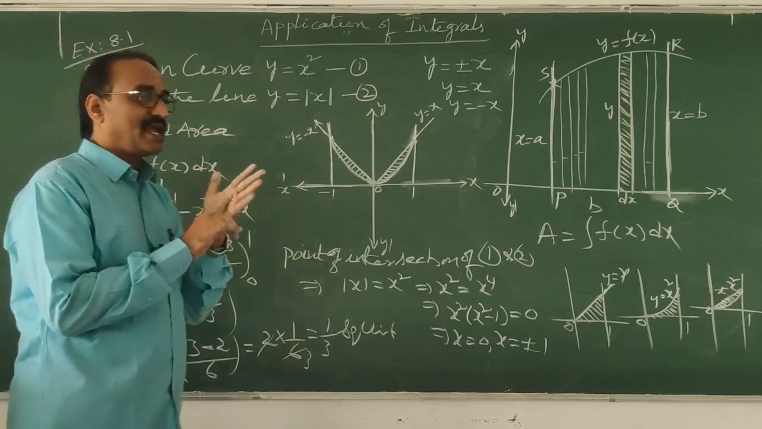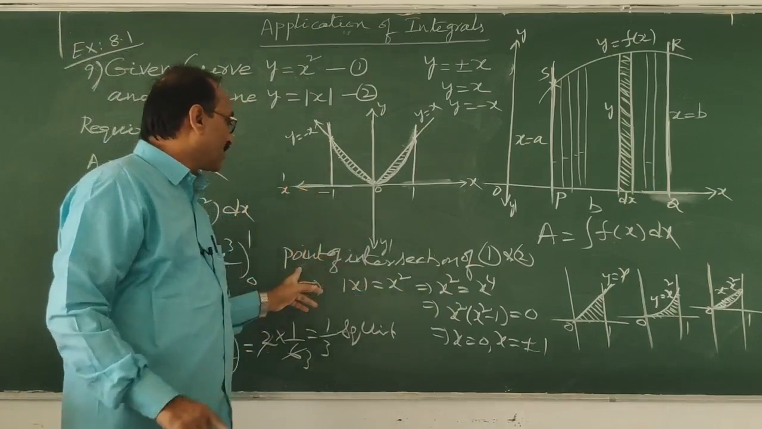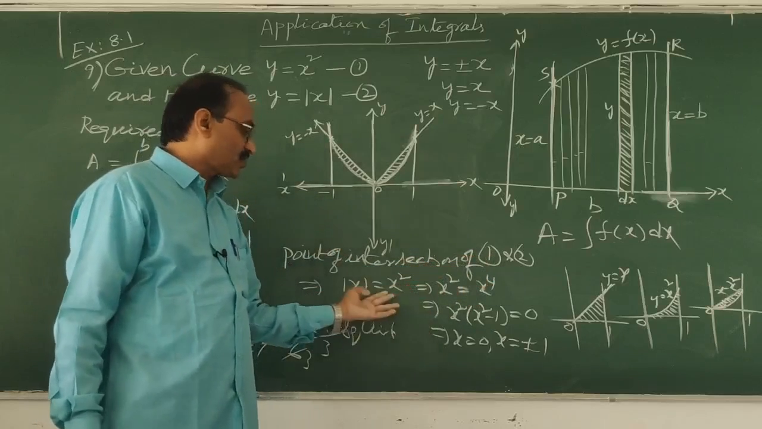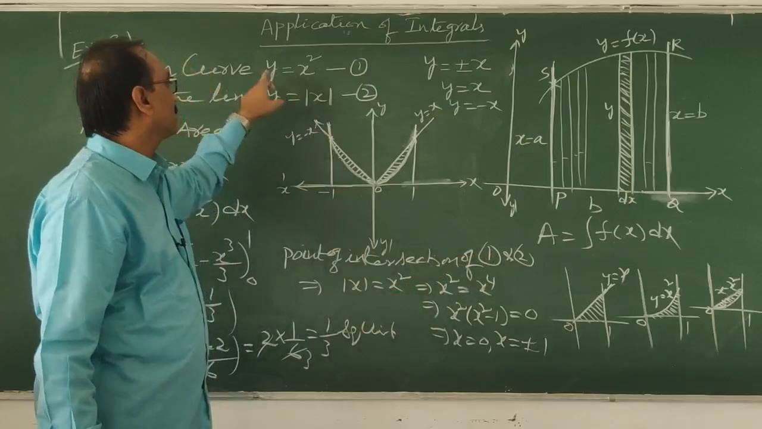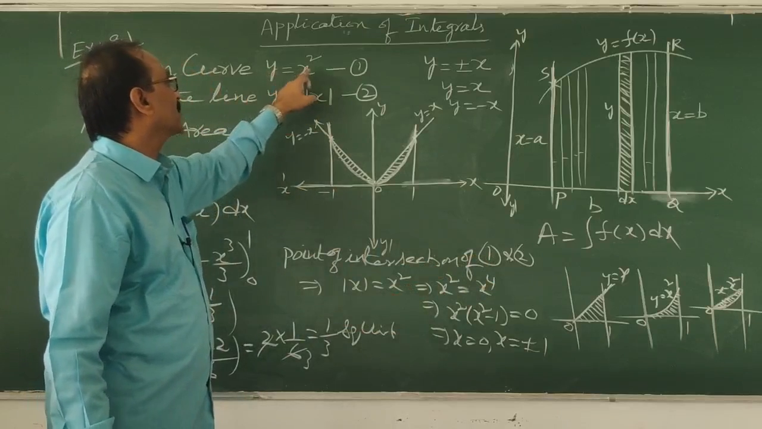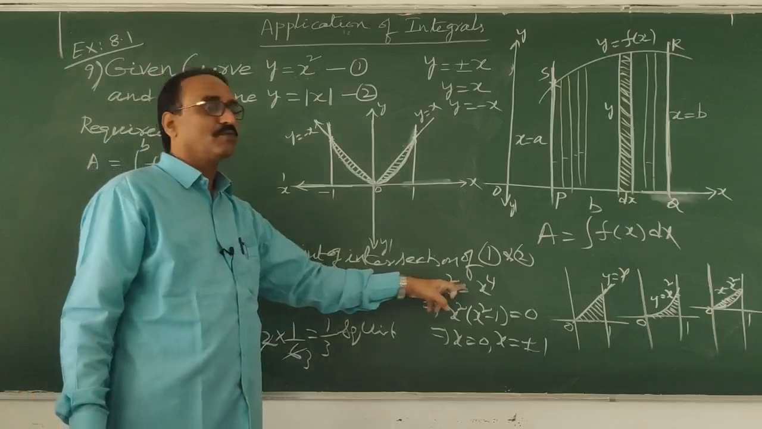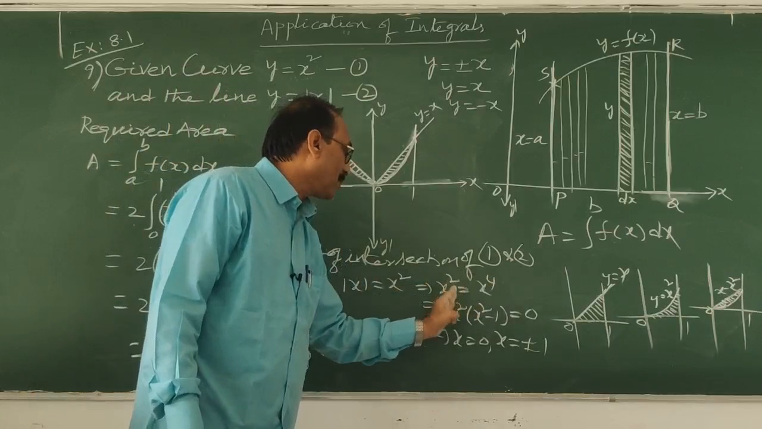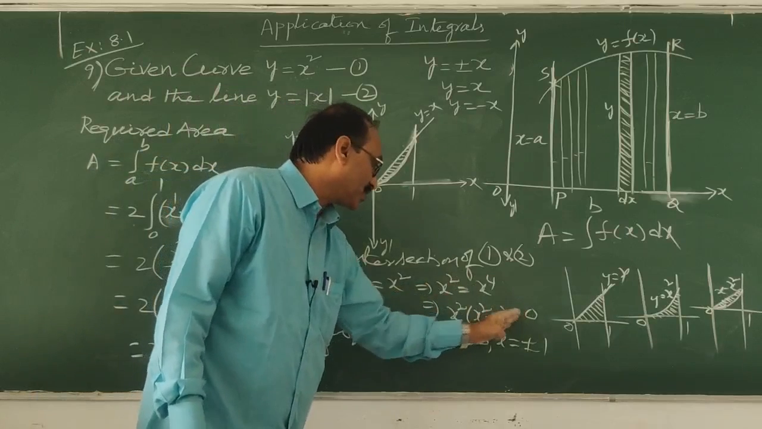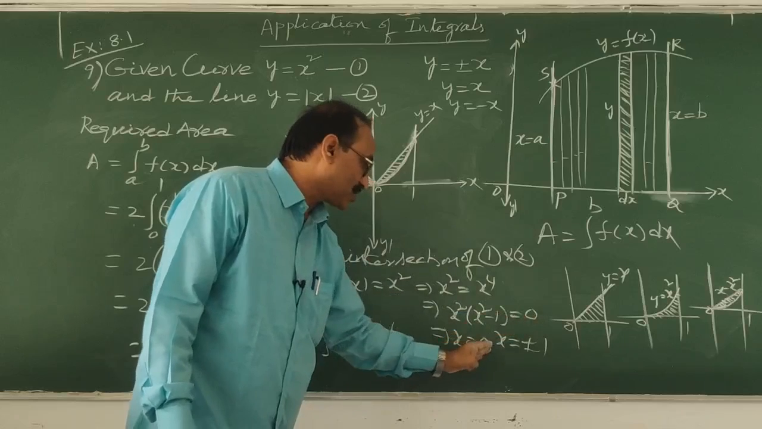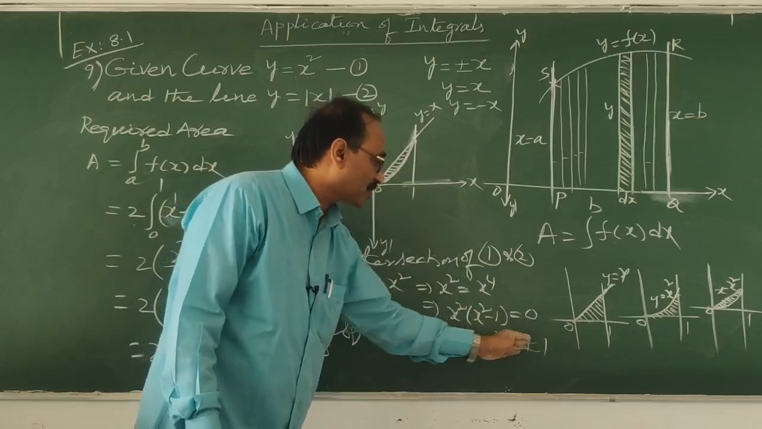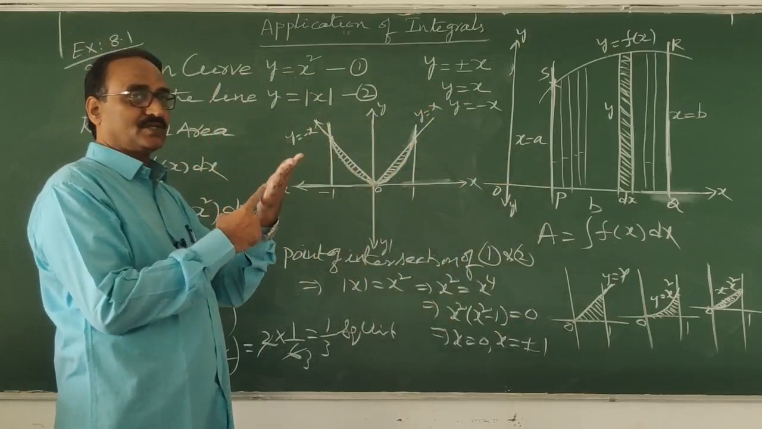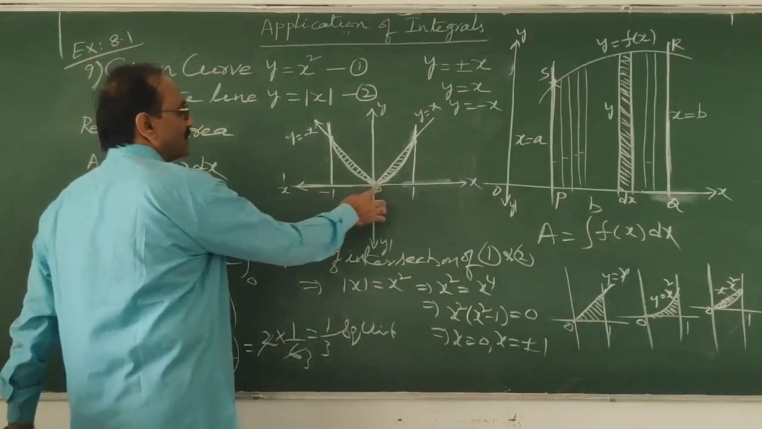So therefore, when a line and a curve are given, first of all we should find the point of intersection of 1 and 2. How do you find it? y is equal to mod x means in place of y I substitute mod x is equal to x square. To remove mod x, squaring on both sides, x square is equal to x power 4. This x square I took to this side, x square common into x square minus 1 is equal to 0. x square is equal to 0 means x is equal to 0. x square is equal to 1 means x is equal to plus or minus 1. So 3 points are there: minus 1, 0, 1.